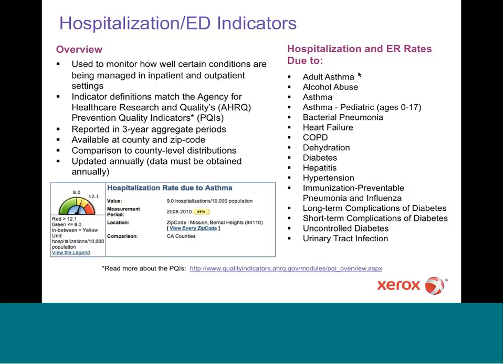So the different indicators are listed out over here. We'll see these on the site, but it's the same 16 indicators. We're just looking at the hospitalization and ER rates as separate indicators.